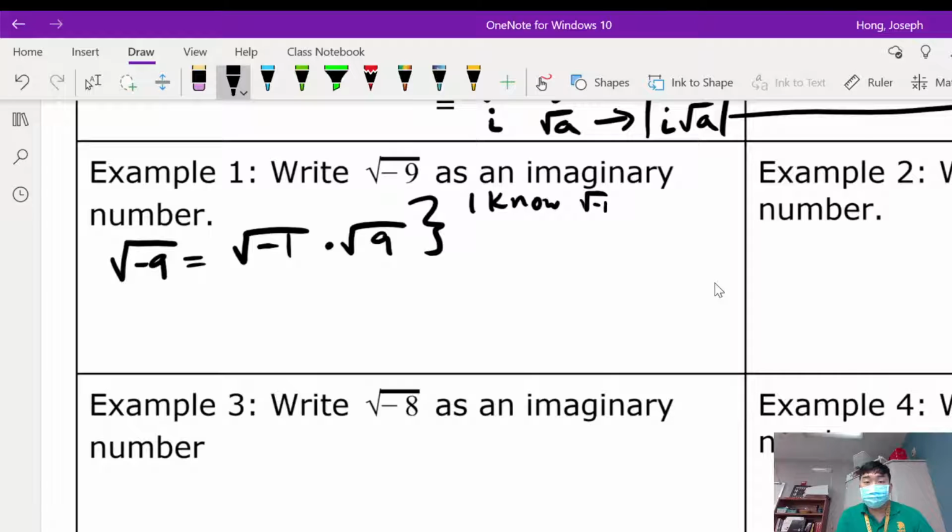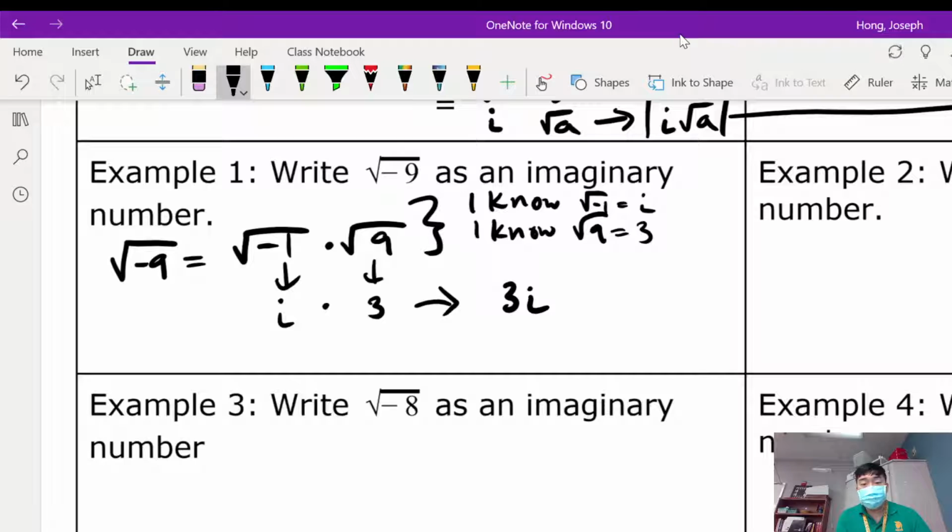I know that square root of -1 is equal to i. You also know square root of 9 is equal to 3. So this can become a 3. This becomes an i. And now we have to rewrite it to make it look nicer. So this is 3i is equal to square root of -9.